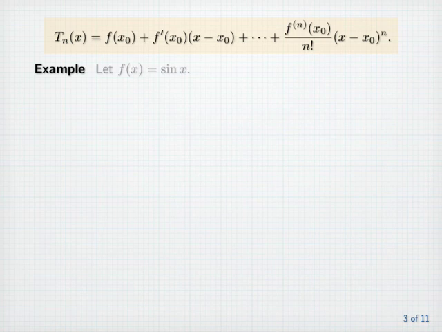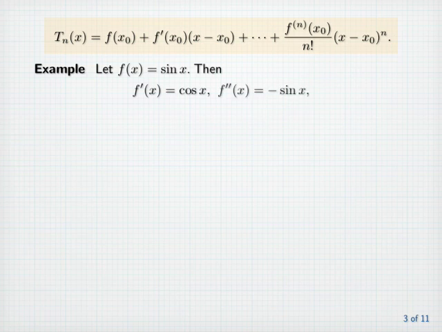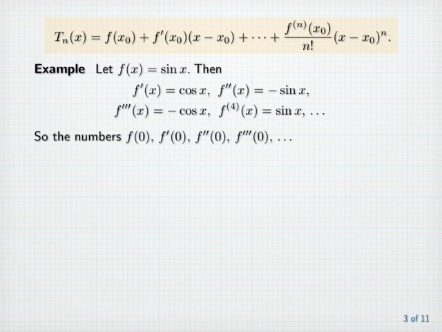Another example. Let f of x equals sine x. Then f prime of x equals cosine x. F double prime of x is minus sine x. F triple prime of x is minus cosine x, and the fourth derivative is sine x, and thereafter we cycle through the same four functions. So the numbers f of 0, f prime of 0, f double prime of 0, and so on are 0, 1, 0, minus 1, 0, 1, 0, minus 1, and so on.